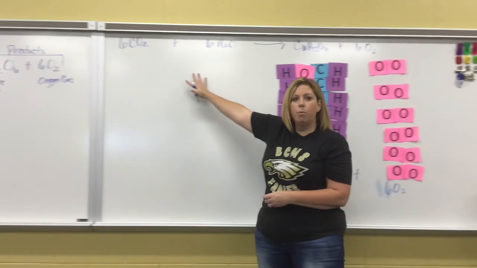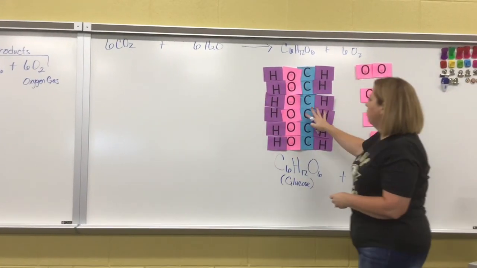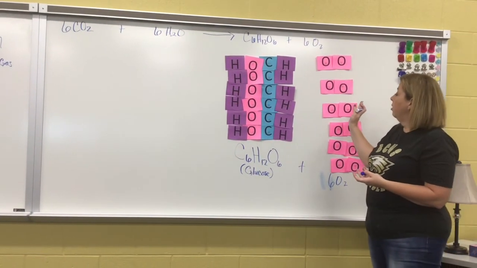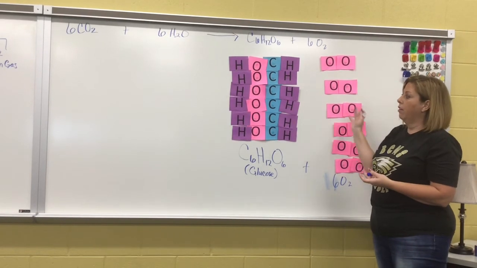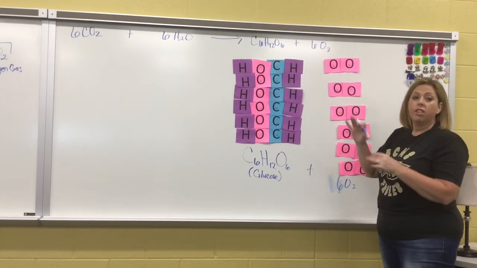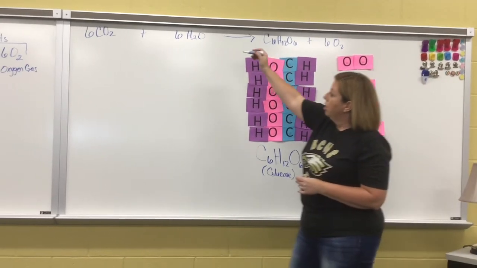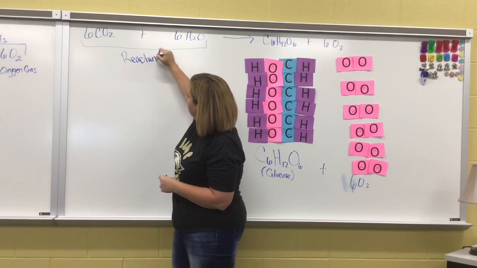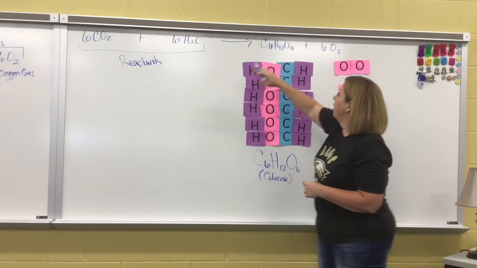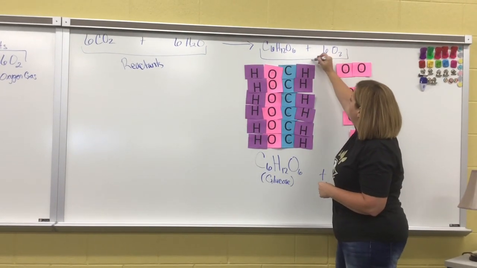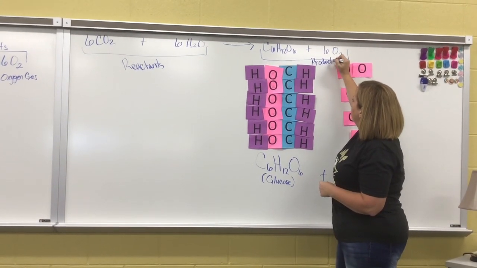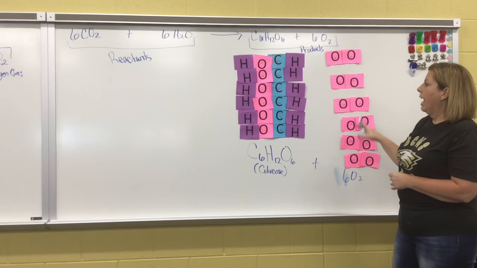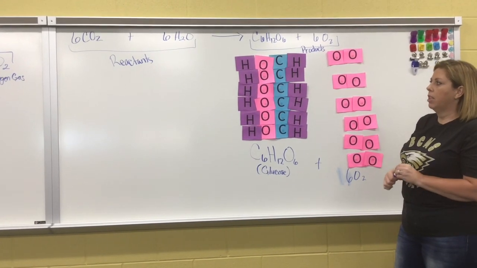Notice that everything that we had over here has now been rearranged and used over here. I don't have any extra. I have exactly the same amount of molecules that I had on each side. They've just been rearranged. So all of the reactants got rearranged and chemically bonded to form the products. So hopefully this helps you to see where these molecules came from, where they went, and how the process of photosynthesis happens inside the plant.